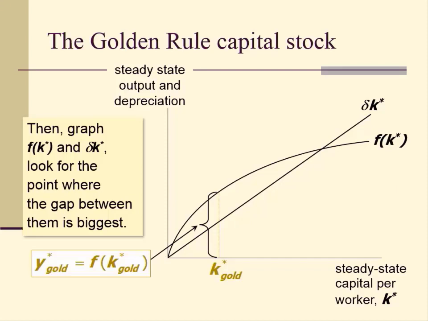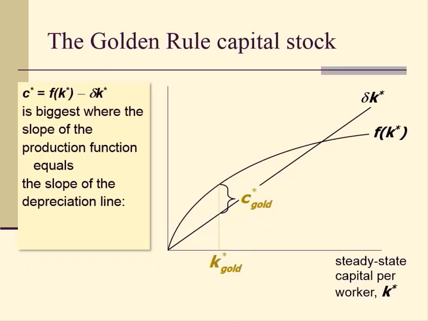The steady state value of capital stock per worker that maximizes consumption. The vertical distance between f of K star and delta K star. So as you see, investment per worker, that is I star at golden rule, is equal to delta times K star golden rule, and the difference between Y star gold and I star gold is the C star gold, and that is maximized at this point.